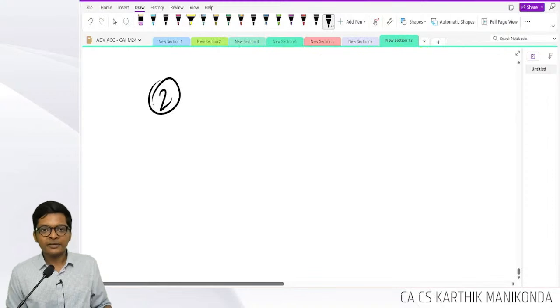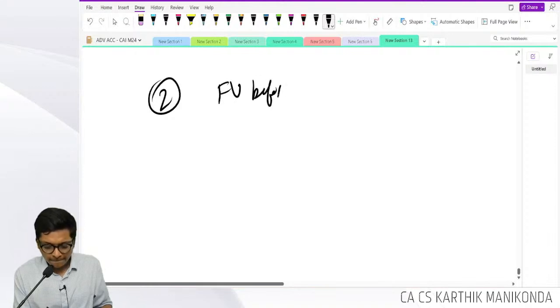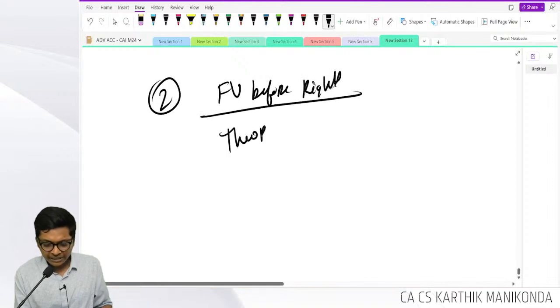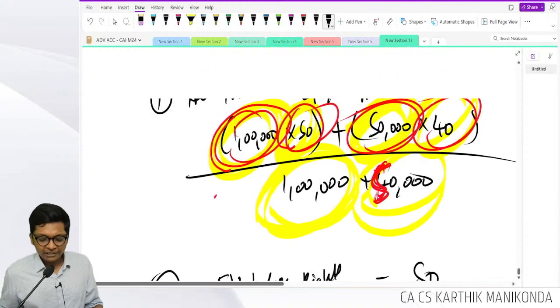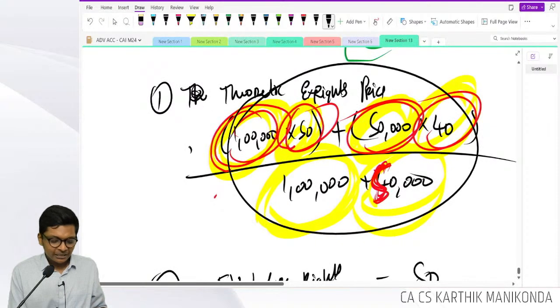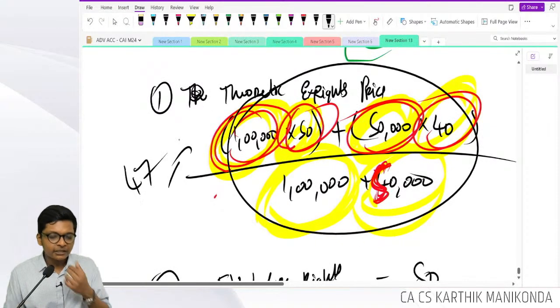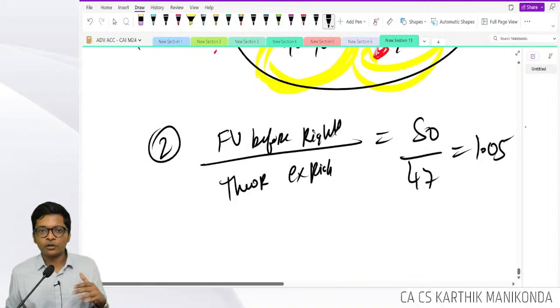The second step will basically be the fair value before rights divided by the theoretical ex-rights price. In our example, fair value was 50. Price before issue was 50 in this case. If I divide all this, my answer should be somewhere around, let's say, 47 roughly. So divide by the theoretical ex-rights price. Then you will get some answer, let's say 1.05 for example.